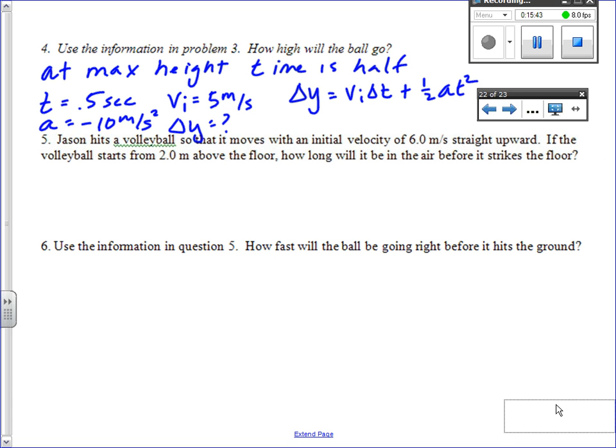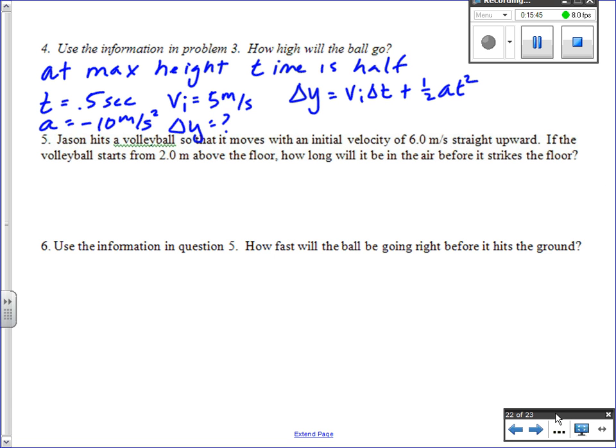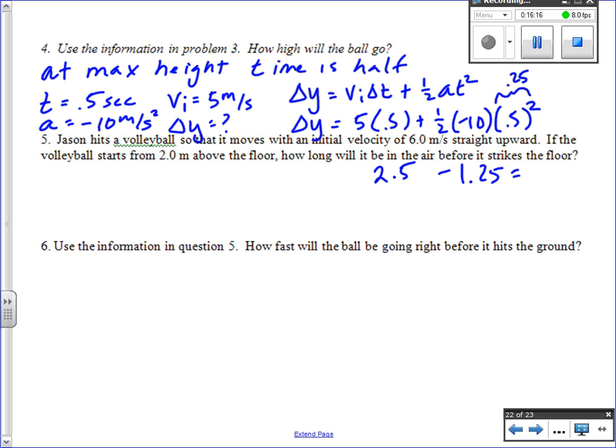I'll plug in the variables that I have. Let's see, 5 times 0.5 plus 1/2 times negative 10 times 0.5 squared. So 5 times 0.5 is 2.5. 0.5 squared is 0.25. And then this is negative 5, so a quarter of negative 5 is negative 1.25. So the answer is 1.25 meters high.